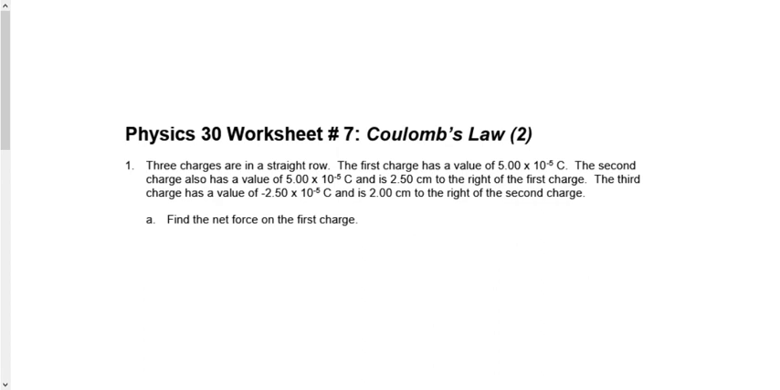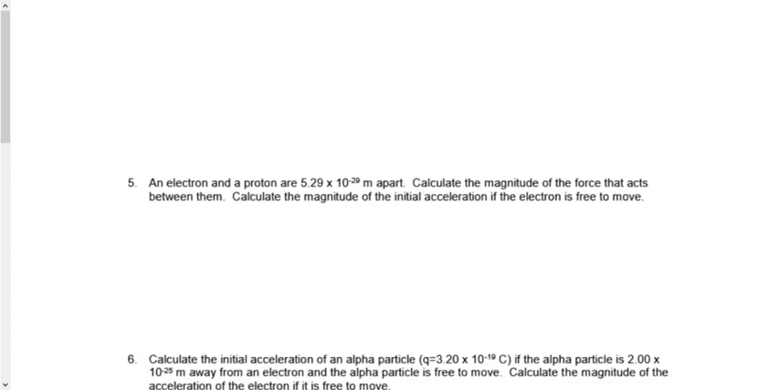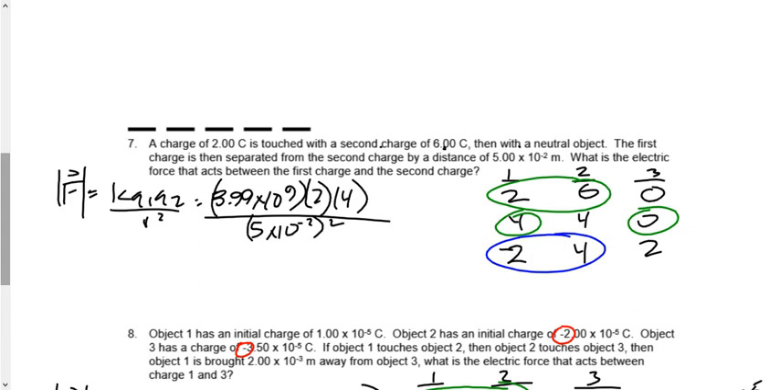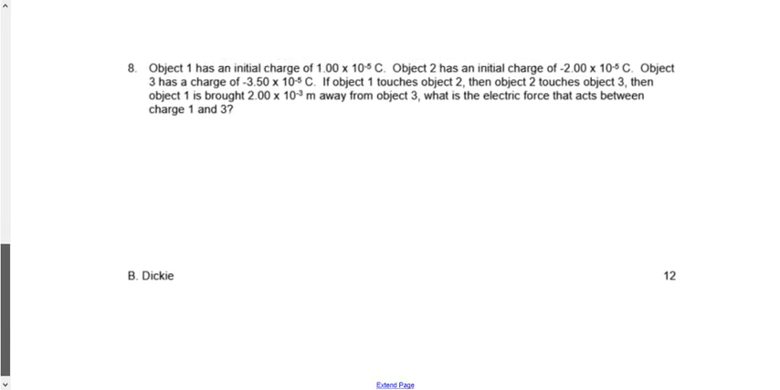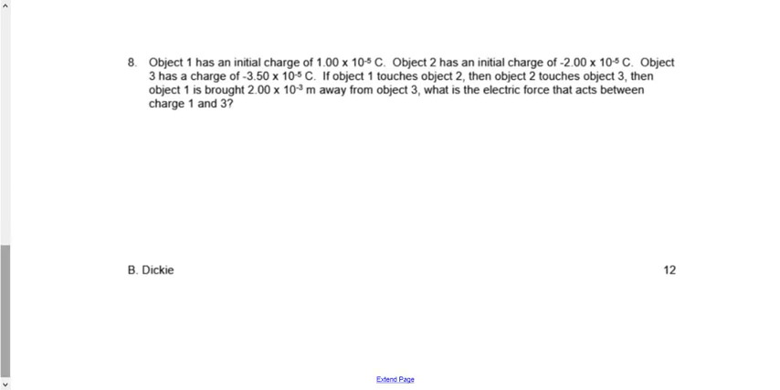Let's take a look at worksheet number 6, question 8. It says object 1 has an initial charge of 1 times 10 to the minus 5 coulombs. Object 2 has an initial charge of negative 2 times 10 to the negative 5 coulombs. I'm going to circle this because it is a negative charge.